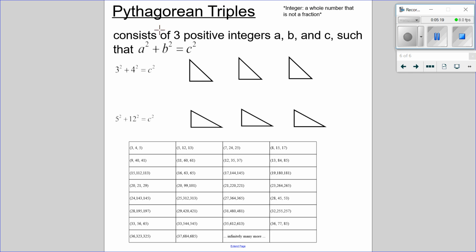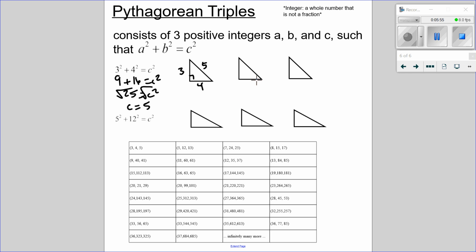So Pythagorean triples are triangles where their sides consist of 3 positive integers, a, b, and c, such that the Pythagorean theorem is true. For example, let's say I have a side of 3 and a side of 4. Well, if I use the Pythagorean theorem to prove it, I would get 9 plus 16 equals c squared, 25 equals c squared. Square root that. It says c is 5, which is another integer. This is probably one of the most popular Pythagorean triples. So we have a 3, 4, 5 right triangle.